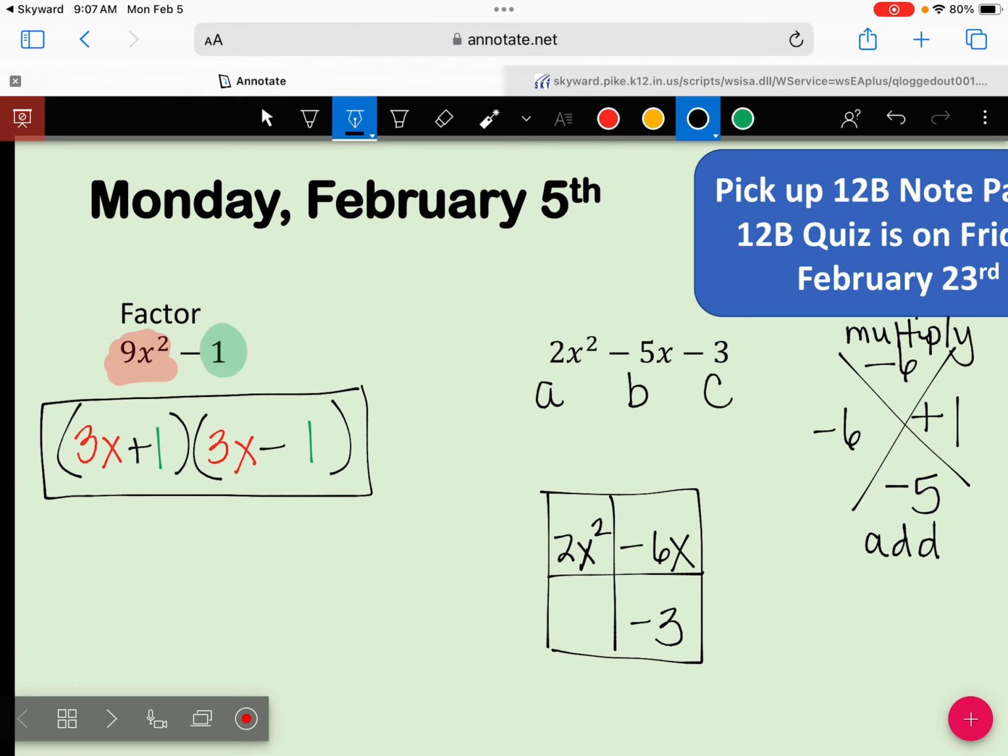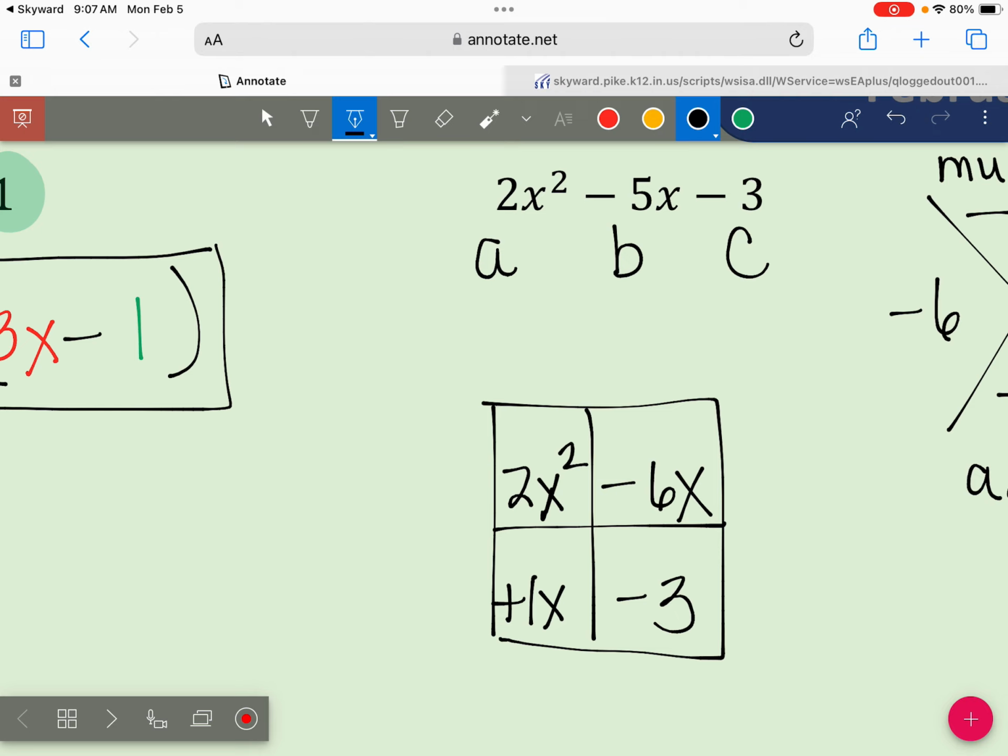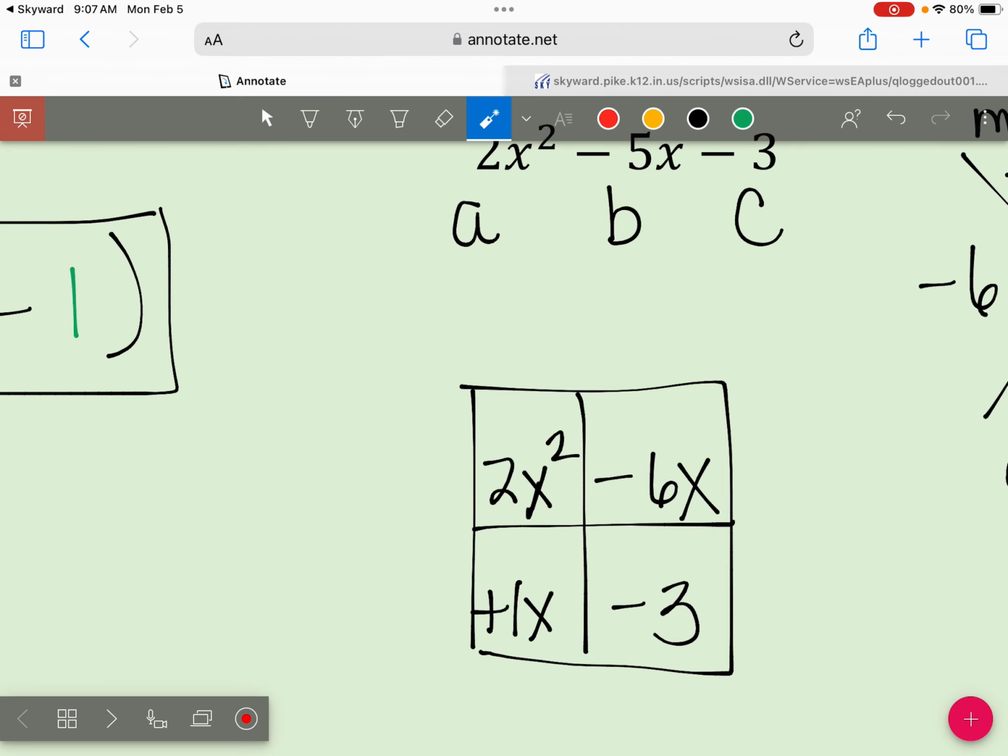Is a -6x and a +1x. So now you're going to take out your GCFs. So for these two squares, so go ahead, take out your GCFs.